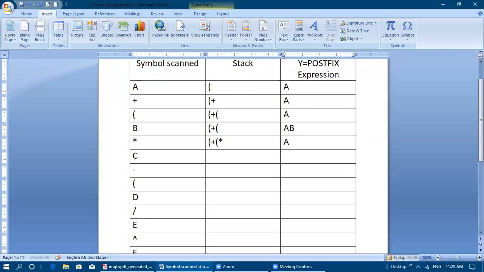So the expression will be AB only in the Y. Now we are going to scan C. When the C is scanned, we need to insert it into the Y. So now this will be ABC.